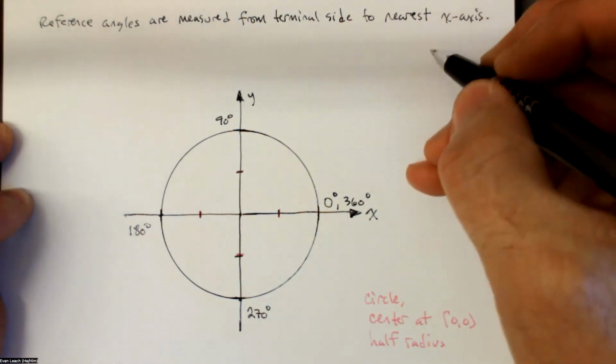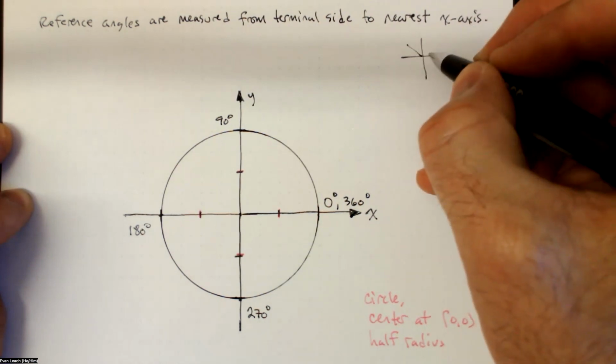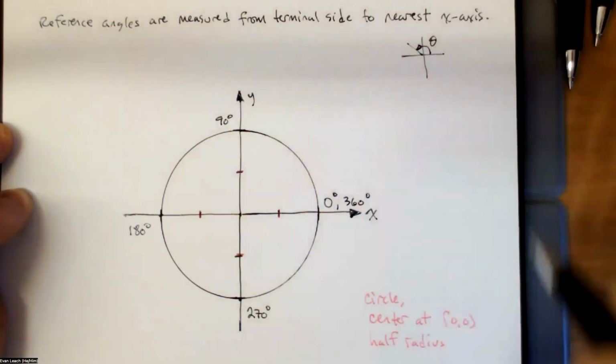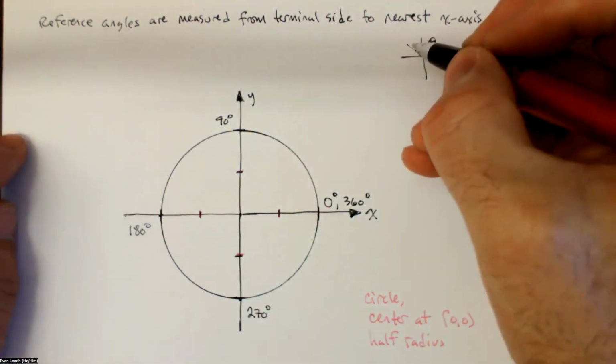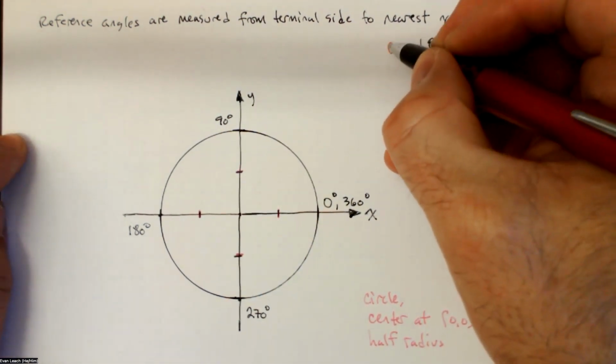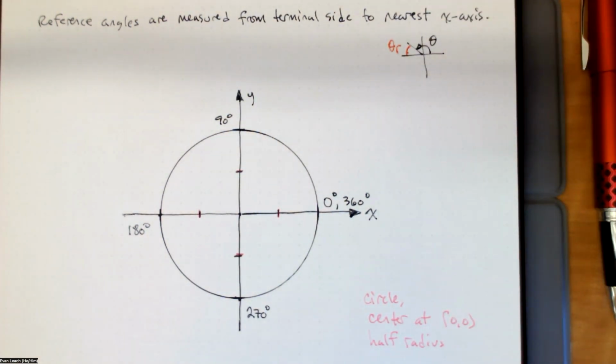But if I have an angle theta in the second quadrant, the reference angle is going to go down towards the negative x-axis. So here is our reference angle. I'm going to put a subscript of r to indicate that theta r is a reference angle.